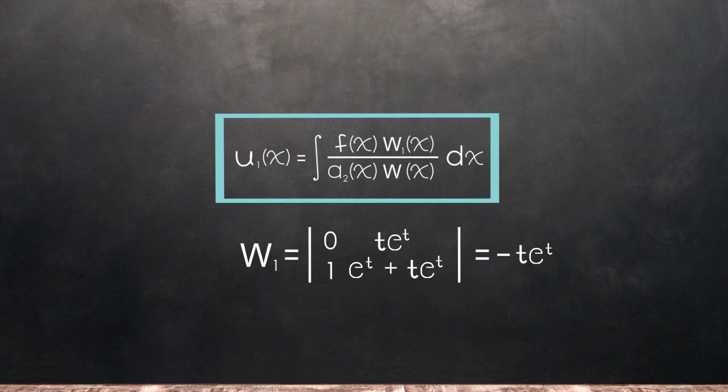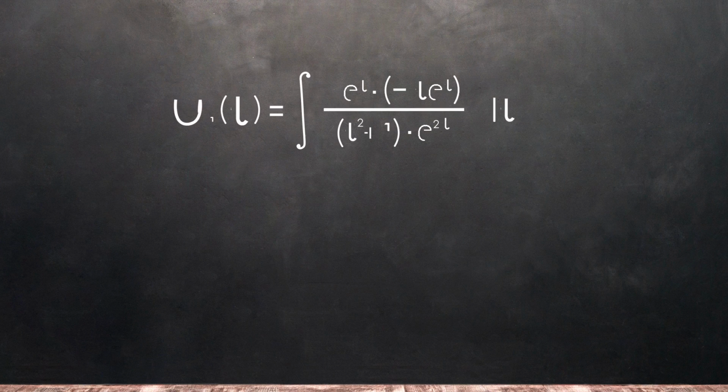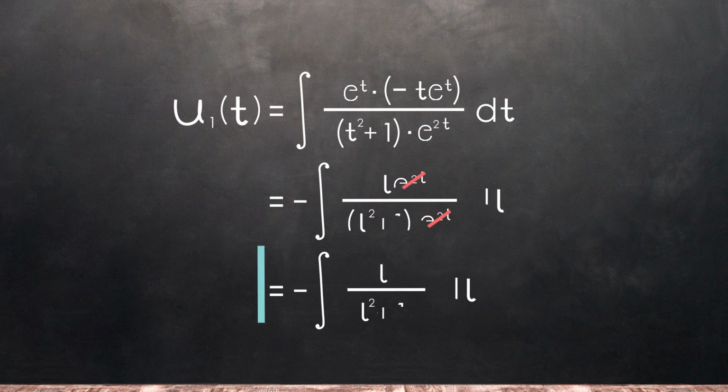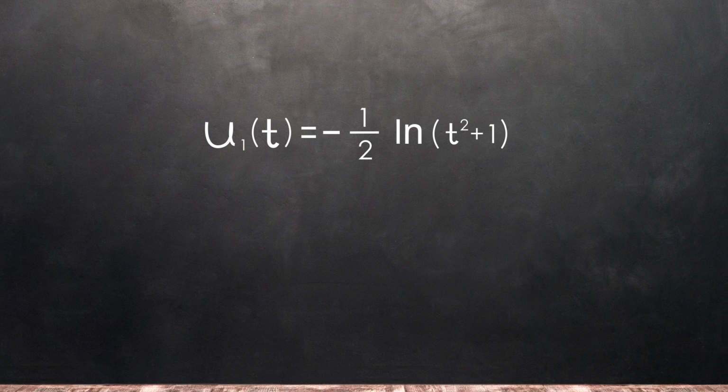Before we solve for u1, we need w1, which will be negative t times e to the t, and a2, which is 1. Plugging everything into the formula for u1, we get the following equation, which simplifies down to an integral we can solve using substitution. We will leave the substitution to the viewer to verify that the solution for u1 is negative 1/2 ln of t squared plus 1.